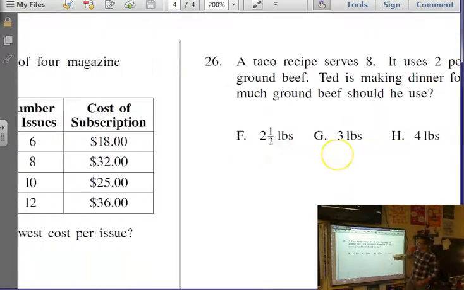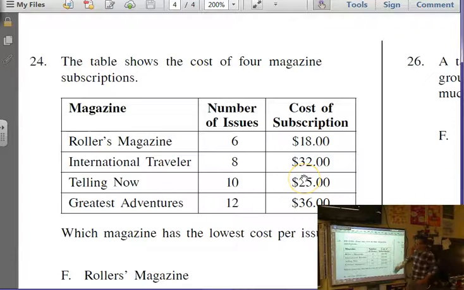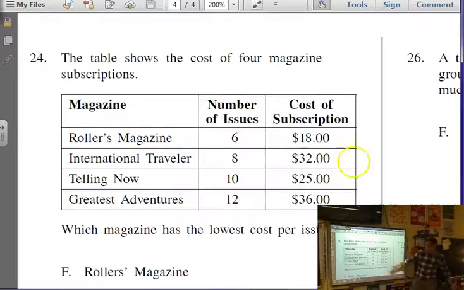The final page, we're looking at another table. The table shows the cost of 4 magazines. We want to figure out which magazine has the lowest cost per issue. Again, cost divided by number of issues. So we work through this.